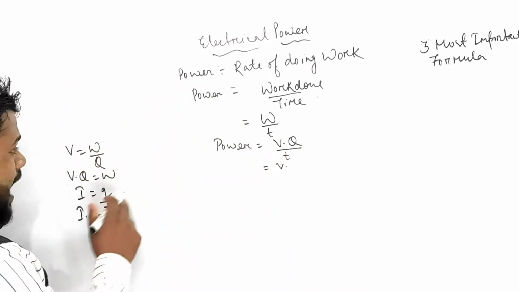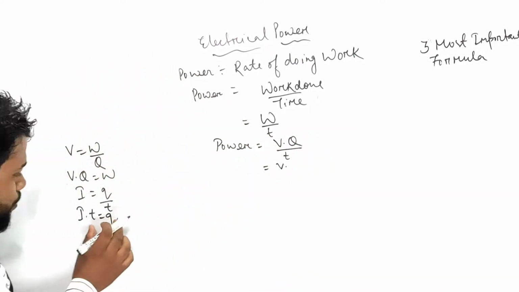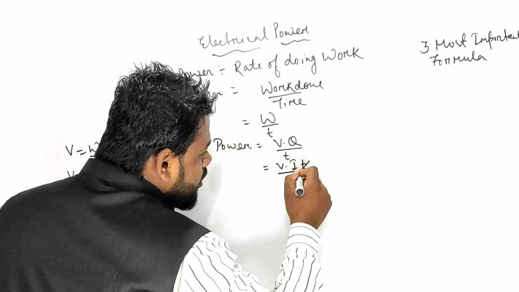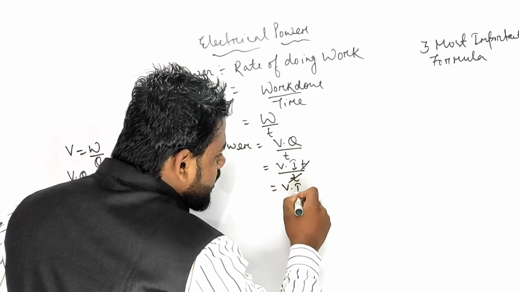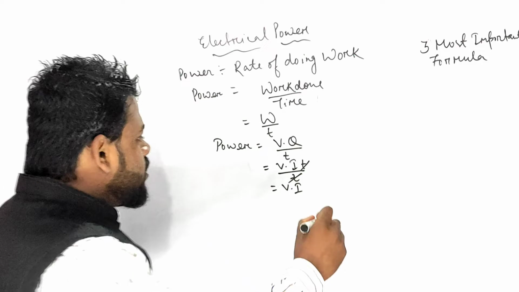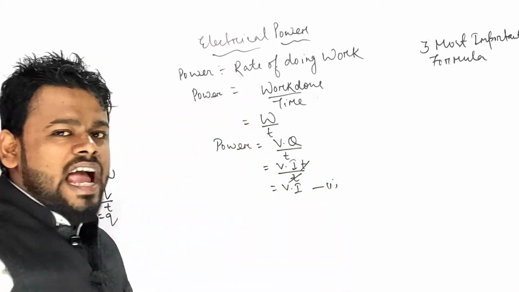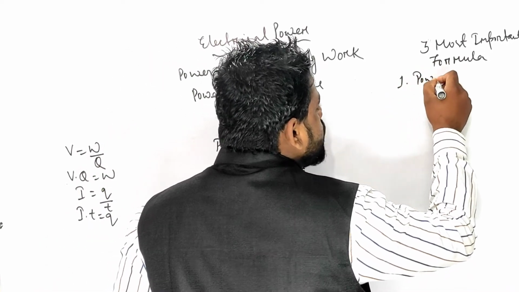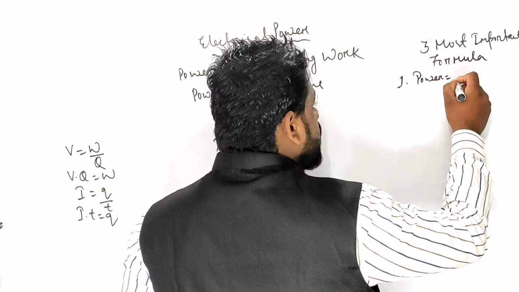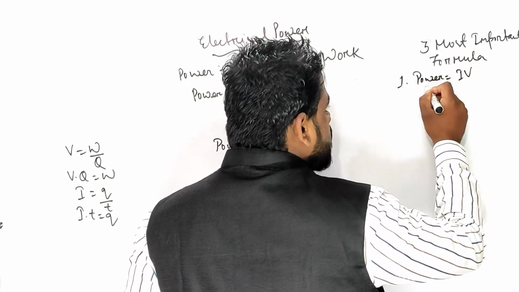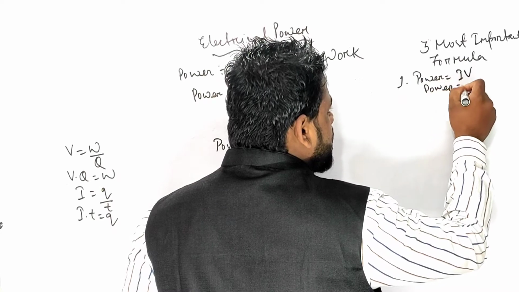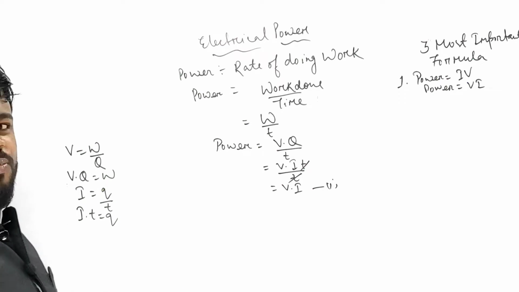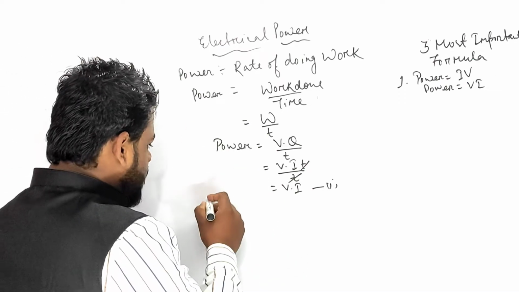V times Q, in place of Q I put IT here. V into IT, I into T divided by T gets cancelled, which equals VI. This is formula number 1. Power equals IV or VI. Write it there, formula number 1. What we get: power equals IV, or power equals VI. This is formula number 1. From this formula number 1, we will create another formula. See, let me do it here. VI.